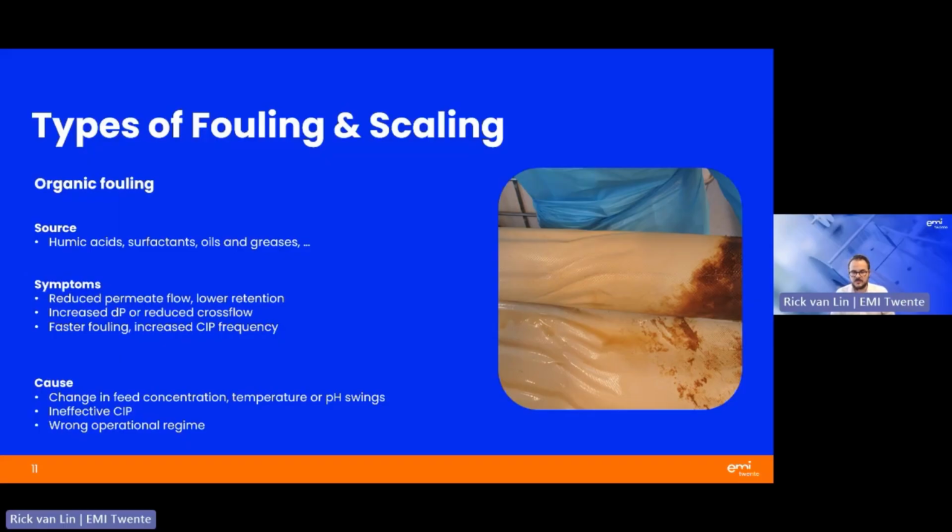So either a change in feed concentration while the recovery is the same, leading to oversaturation, causing this to attach to the membrane, but also swings in temperature or pH, causing the organics to come out of solution and then attach to the membrane and form this gel layer, which then also makes the membrane surface charge different. Ineffective CIPs, of course, are often caused, or just simply in a wrong operational regime. So too low cross-flow, too high flux.